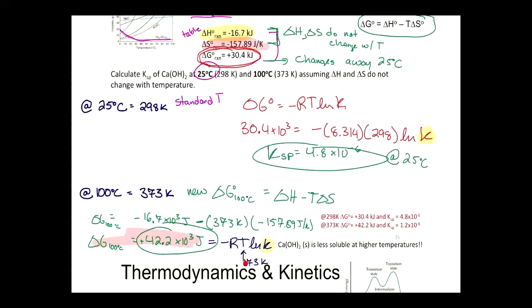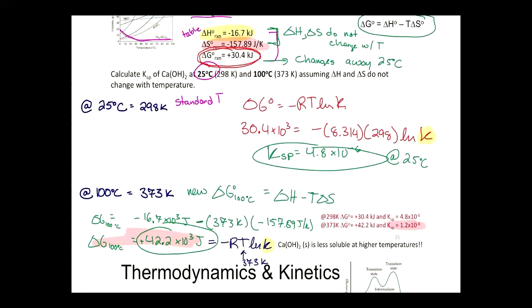And so when you do this, this new, different delta G value equals negative RT ln K, and you solve for K, you get that Ksp is a slightly smaller number. It's 1 times 10 to the negative 6. So we do see, in fact, that calcium hydroxide becomes less soluble at higher temperatures. And the reason is because delta G becomes a more positive number. We see that here.